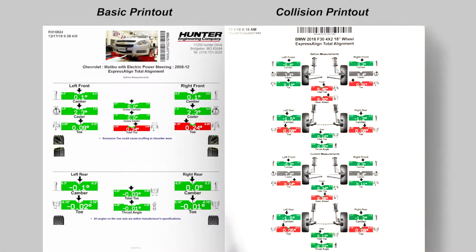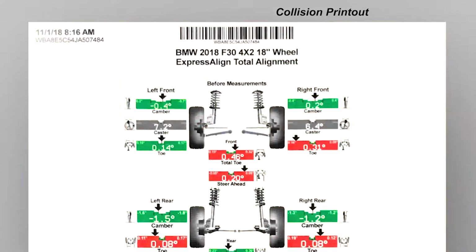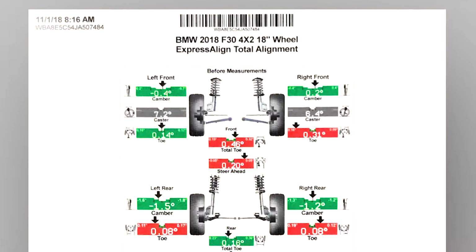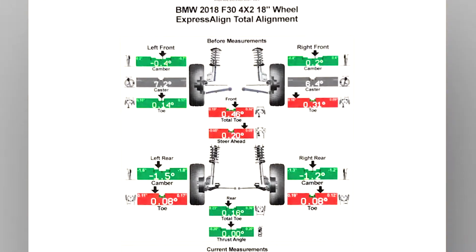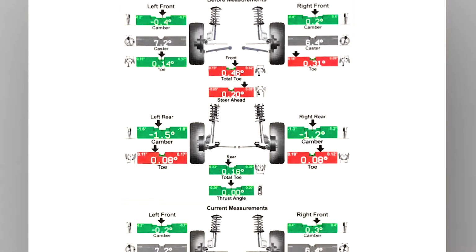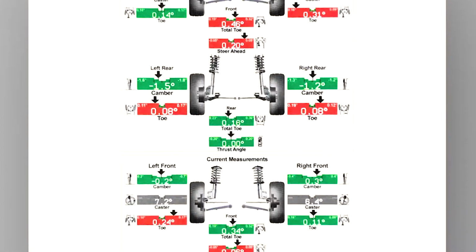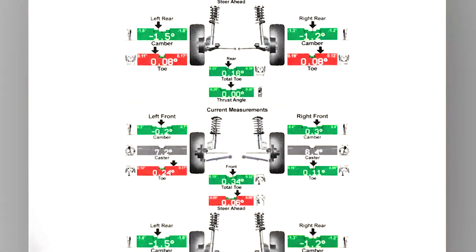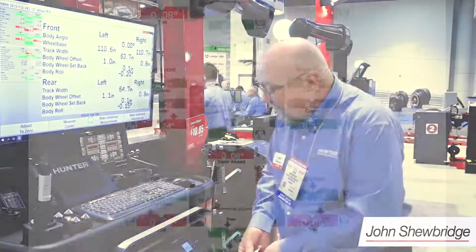Blueprint requires a special printout. Most of you are familiar with our print vehicle before and current. What this printout shows, of course, is camber, caster, toe in the front, camber and toe in the rear. For an established blueprint, we need much more information than that.